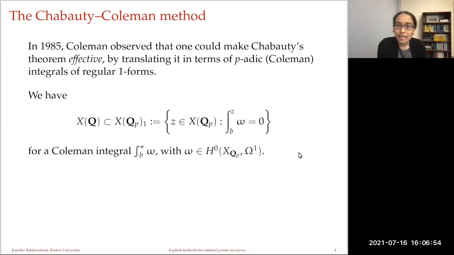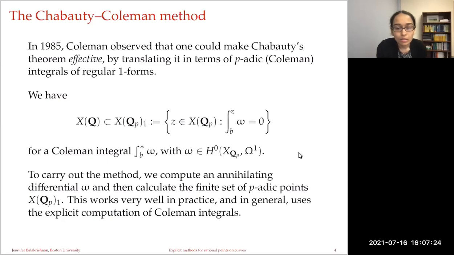And it applies in the case when the Jacobian rank of the curve, R, is less than G, the genus of the curve. And when it applies, one can construct an annihilating differential omega, a regular one form omega, that annihilates rational points, but maybe at the expense of also annihilating some extra p-adic points as well. But in any case, there is a finite set X(Qp)_1 that is cut out by the zero locus of the integral or integrals of annihilating differentials.